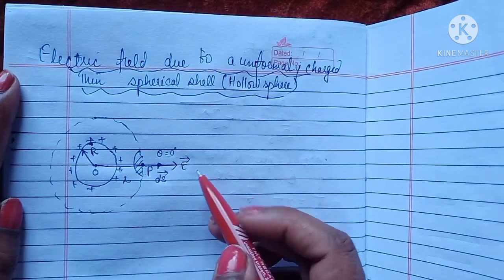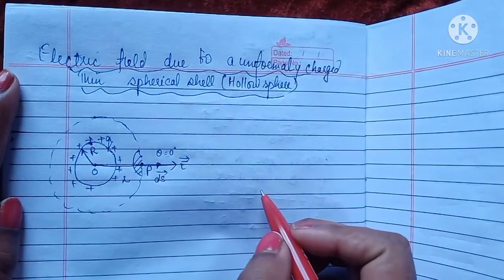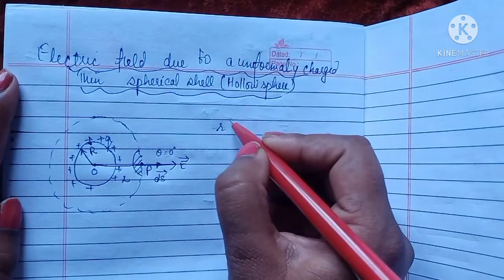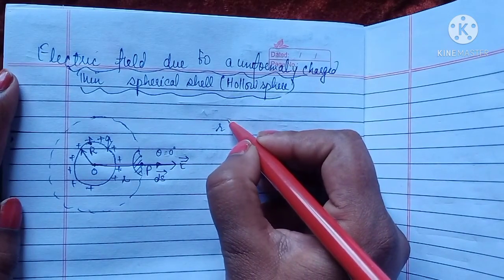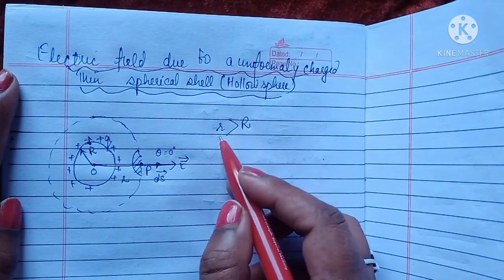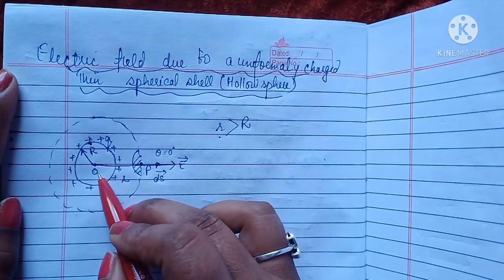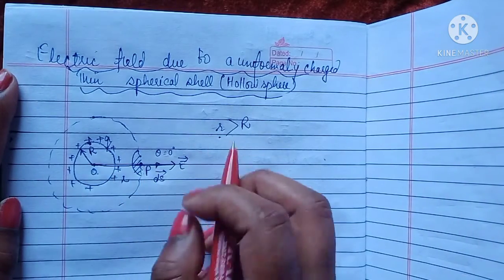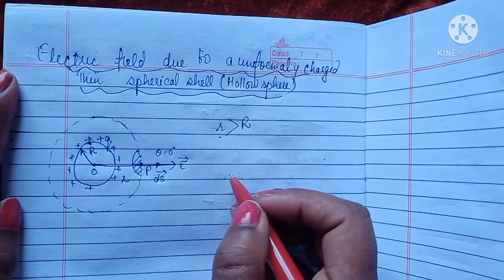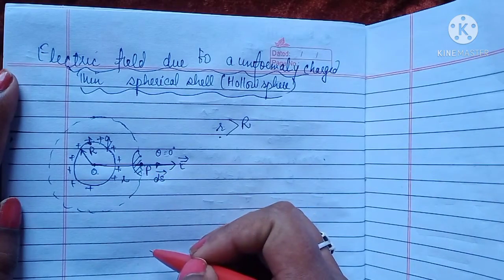So we have considered the charge q over a shell, where the radius r is more than the radius of the sphere. This is the distance r, the distance from the point O to the point P where we have to calculate the electric field. Now we have to calculate the electric field at this point. This is the point P.